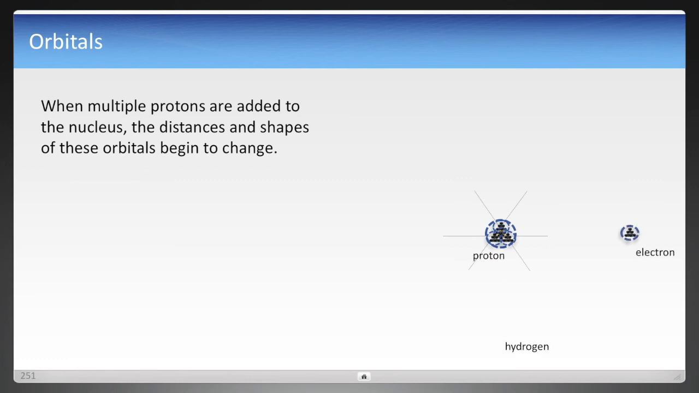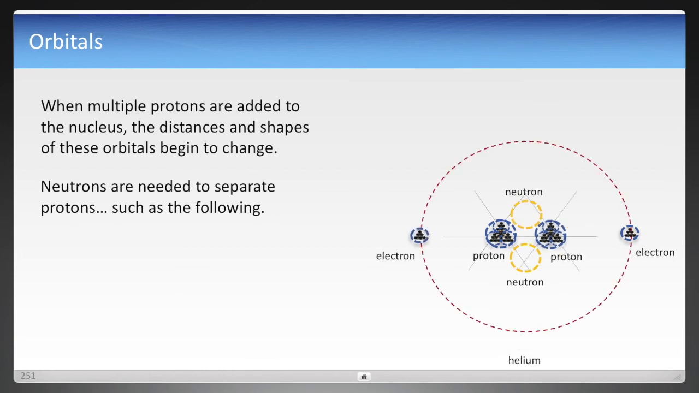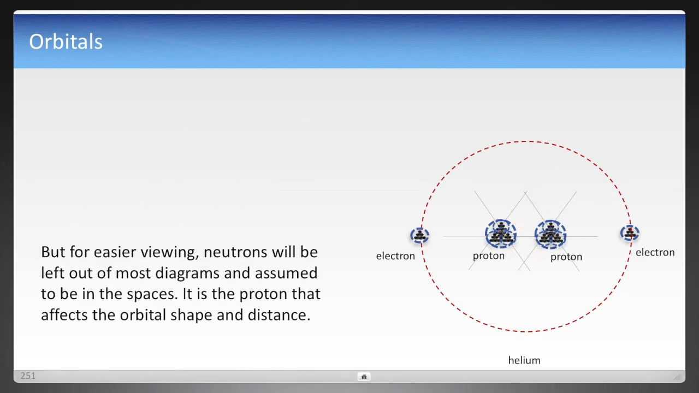Let's start first with hydrogen. Okay. Now, as we add two neutrons and another proton and another electron, that is helium. Now, for simplicity, because these diagrams are going to get very complex, neutrons are needed to separate protons, but they're going to be removed. So you saw that yellow is just removed. We're going to assume the spacing between these protons and neutrons will not be shown.